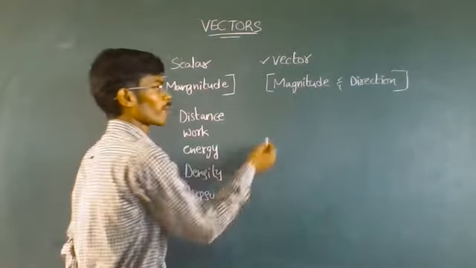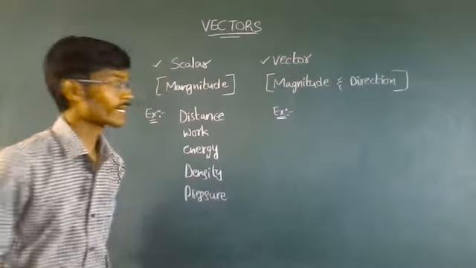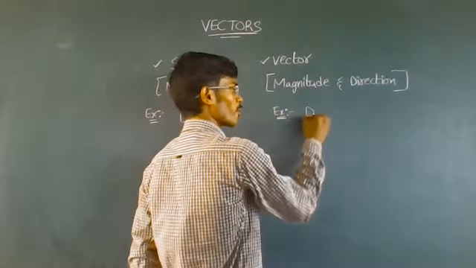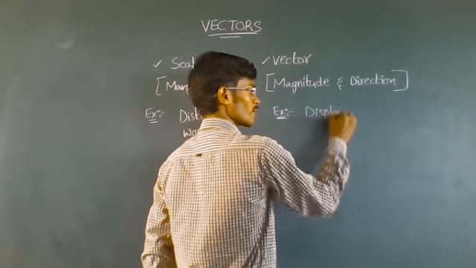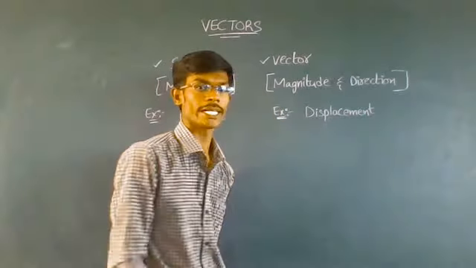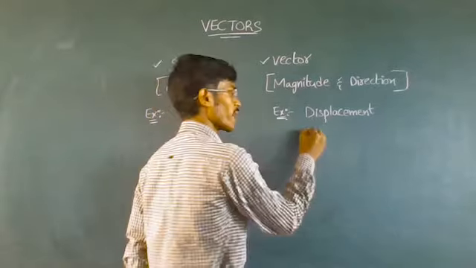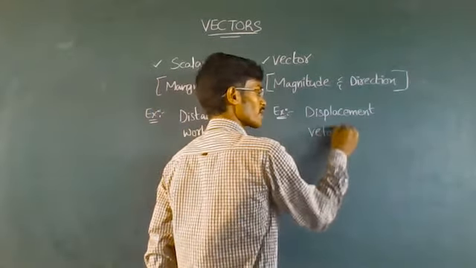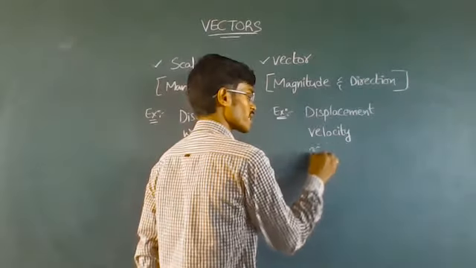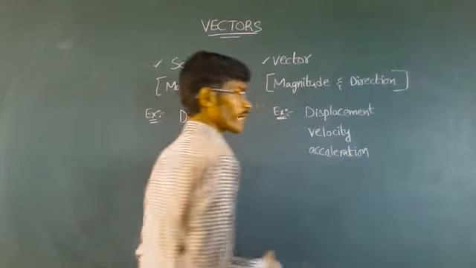Then what about examples of vector physical quantities? We know very well about displacement. Displacement is a vector physical quantity. Based on this displacement, we will measure velocity. Velocity is also a vector physical quantity. Acceleration is also a vector physical quantity.